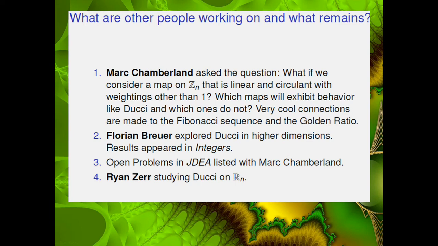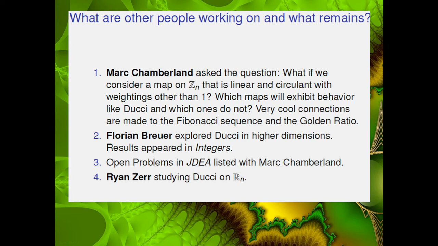There's a lot of other people that worked on this. At the time that I published my work on this, which was around 2002 and 2003, Mark Chamberlain was looking at this in a number of different ways. And I guess we had talked about this. I have almost no memory of it now, but Fibonacci sequences show up in this and so forth. They're really cool. And one question he asked is, which maps will look like Ducci and which ones don't? We actually looked at that question later.